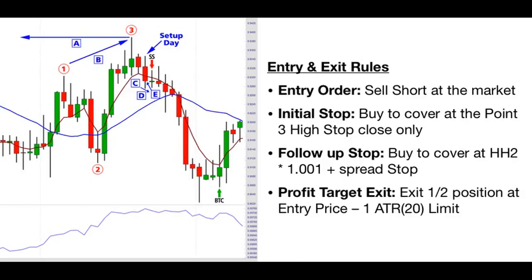Now, the way we handle these trades, though, we don't know if the market's going to drop like that or not. So what we want to do is use a profit target exit and exit half the position at the entry price minus 1 average true range 20 on a limit order. So that if the market only drops a little, at least we still get a nice profit and we protect the remaining half position with that follow-up stop. So no matter what the market does, this two-step exit strategy maximizes your profit potential.